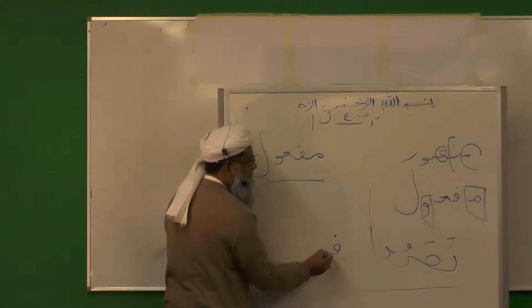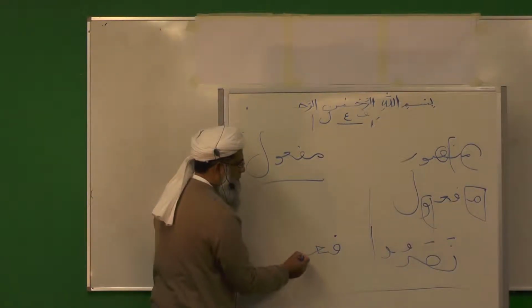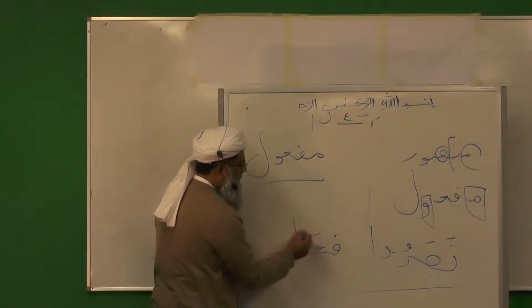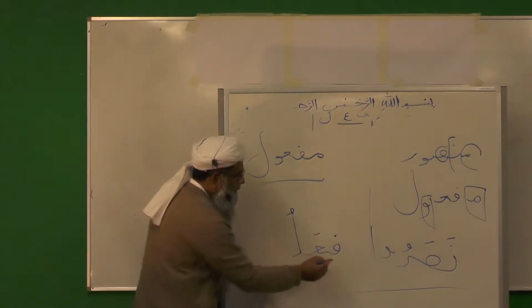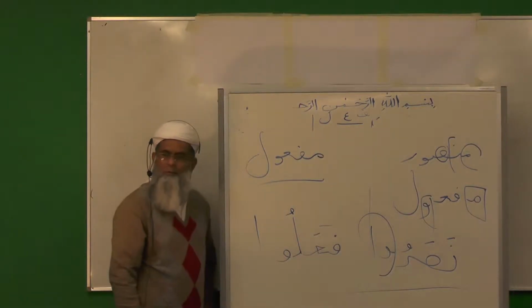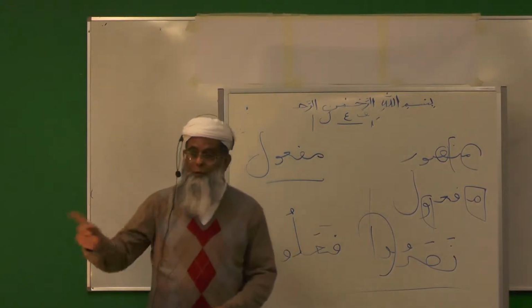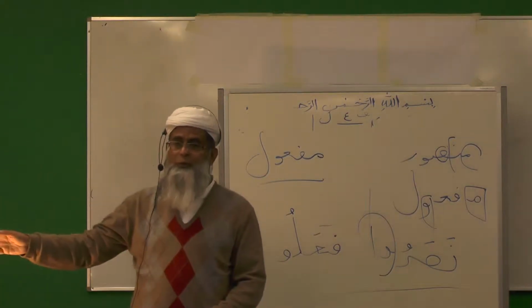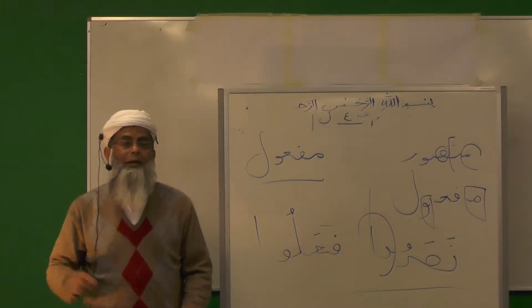Fa, ain, lam, and after that the ones that don't, they just fa. So what is it? Fa'alu. So all these nasaru, darabu, fatahu, they're all fa'alu. Let's look at something else.